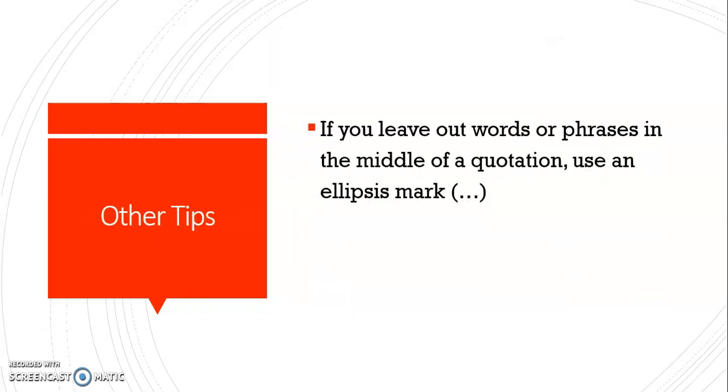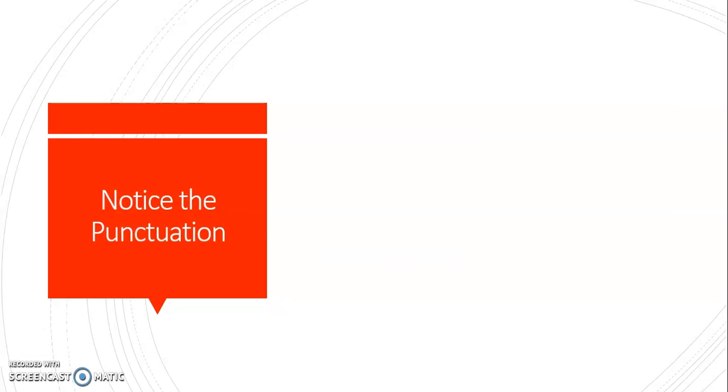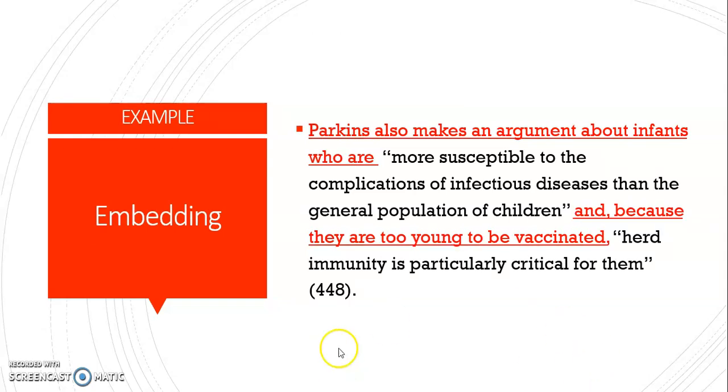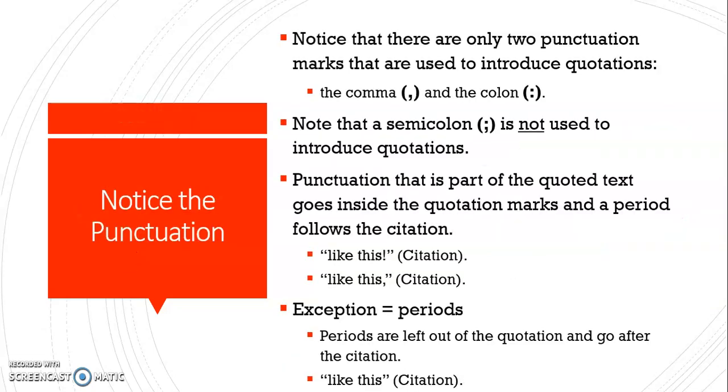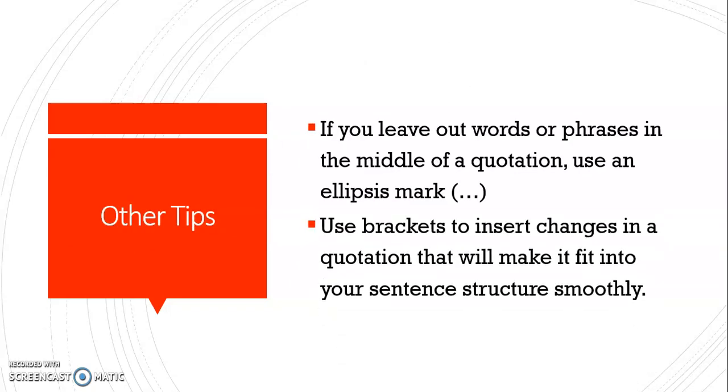But I do want to give you a few other tips. So if you leave out words or phrases in the middle of a quotation, use an ellipses. So for example, if I went back to this one, if I didn't want to have anything here, but I left out some of her words, I would use the ellipses or the dot dot dot. What that does is indicates to my reader, I've skipped something just so I can give you the two most important pieces. It's just being transparent, communicating with your audience. So you can use an ellipses.